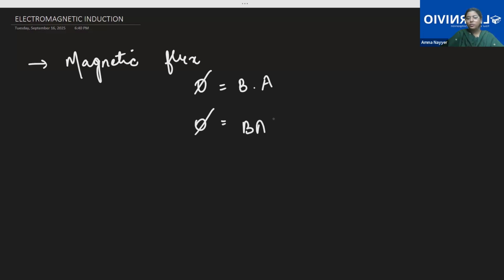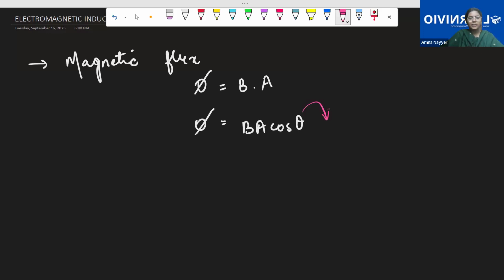The first thing that we have is the magnetic flux. Magnetic flux is equal to magnetic field into area. When you have the angle, you will use BA cos theta, provided that this theta is basically the angle between the area vector and the magnetic field.